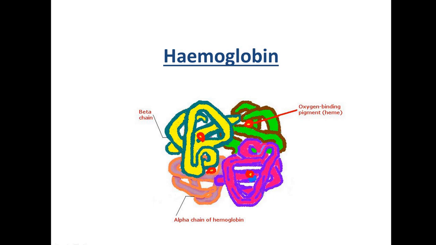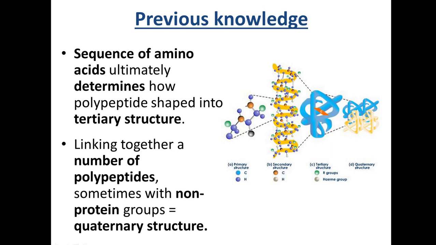So this lesson is about haemoglobin. Now I wouldn't worry too much if you don't understand it straight away because there's quite a lot of new terminology. So just some previous knowledge from the first part of AS when you did proteins. You should know that the primary structure of a protein is the sequence of amino acids, and that ultimately determines what the tertiary structure would be like.